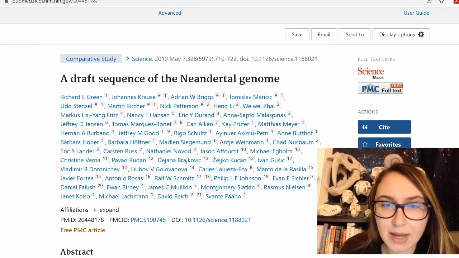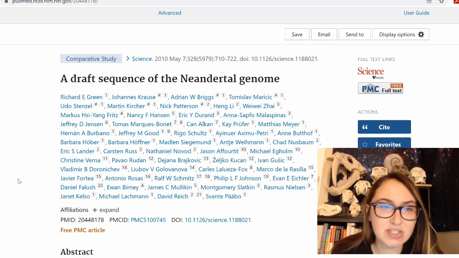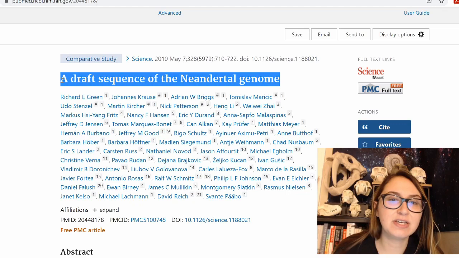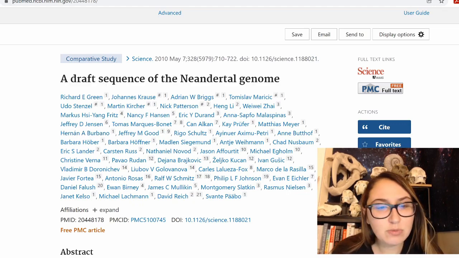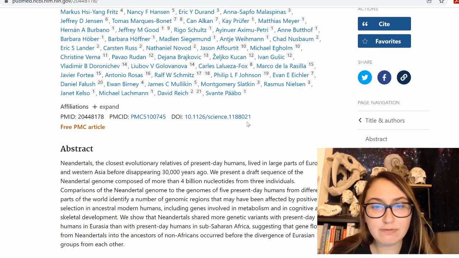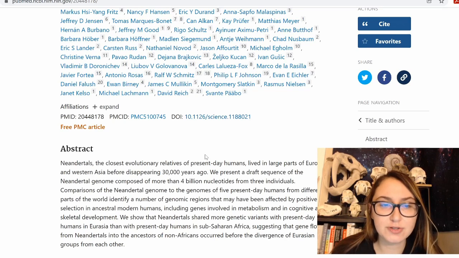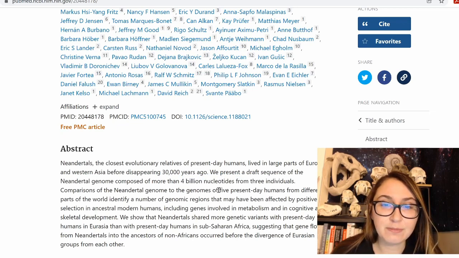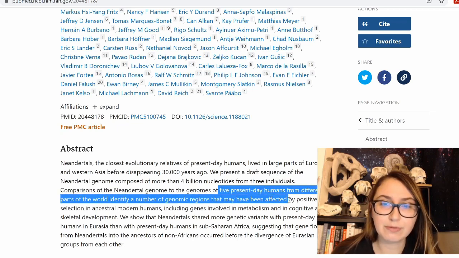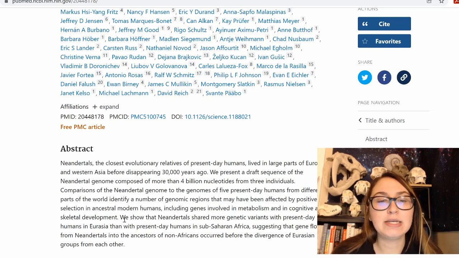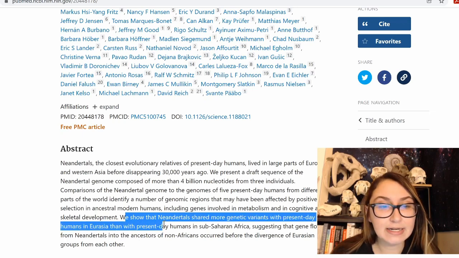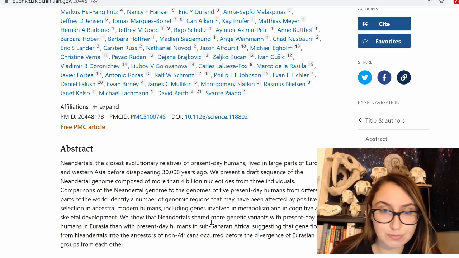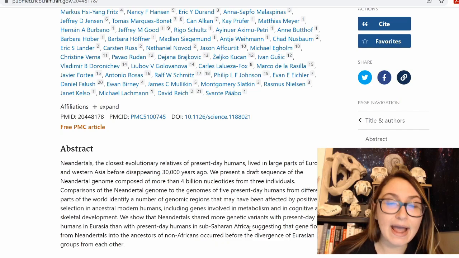So this was Svante Pääbo's work, Green et al. 2010, and it was the original sequence of the Neanderthal genome. Basically, what they did is they took several different samples from more recent fossils, and they composed a draft genome from 3 individuals. And then they compared it to modern humans, specifically from 5 different main groups from different parts of the world, and they found that Neanderthals were more similar genetically to people from Eurasia than they were to people from sub-Saharan Africa.